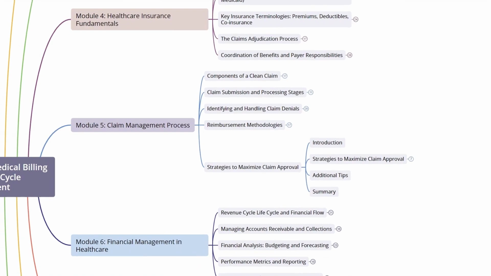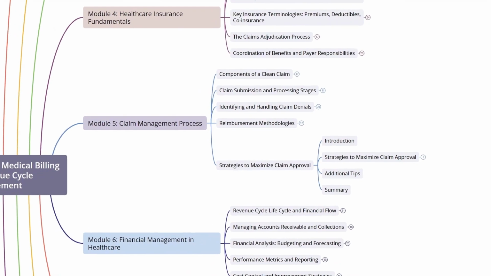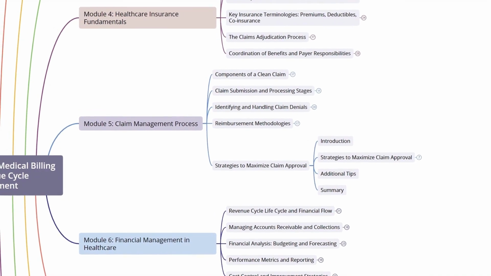Next, strategies to maximize claim approval. Proactive measures such as ongoing staff training, implementing automated workflows, real time claim editing, and conducting regular audits are essential. This part focuses on best practices to increase claim acceptance rates and streamline revenue collection.